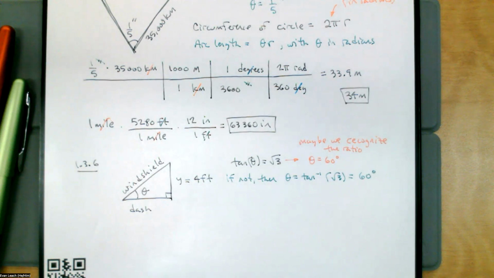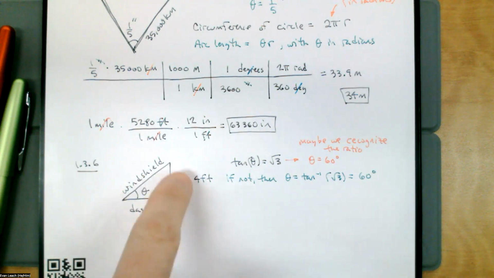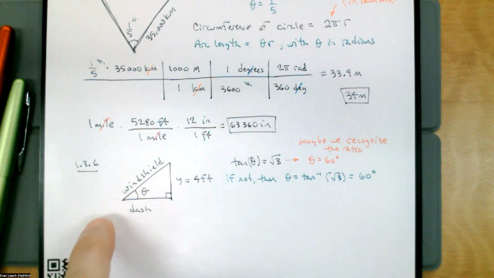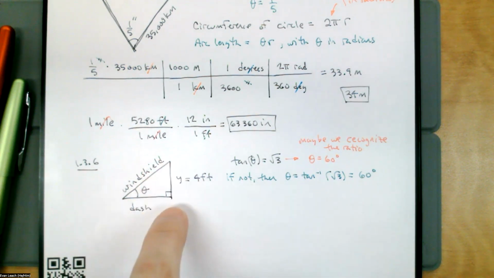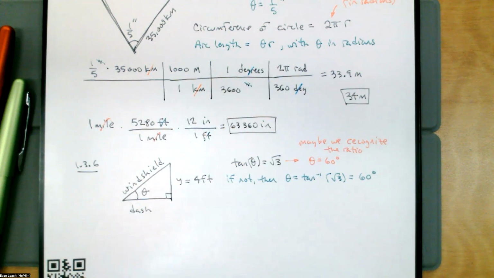I can't even remember what the question was. Was the question, how big is the dashboard, or how big is the windshield? How big is the windshield, I think? How long is the windshield? So we want to know the hypotenuse. Here's an angle theta. The side opposite theta is 4. We want to know the hypotenuse. What trig function could we use?